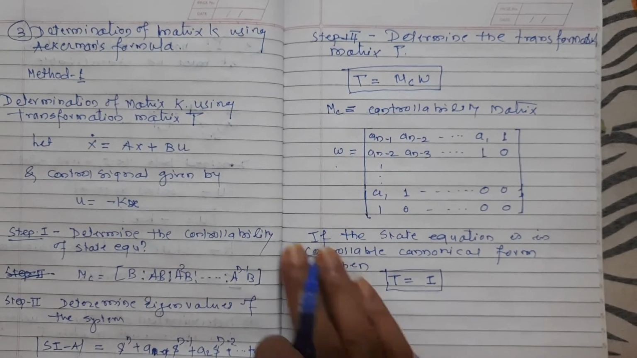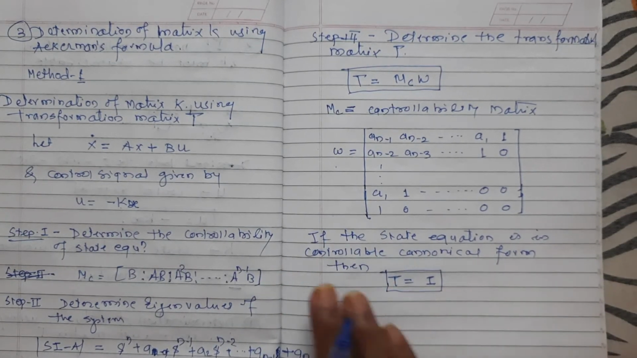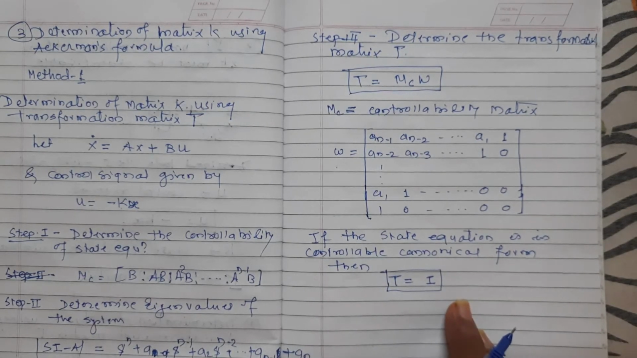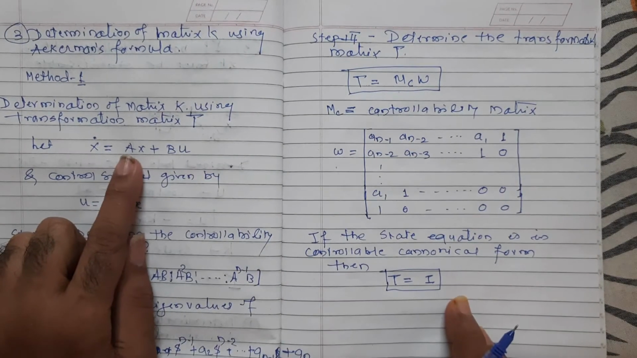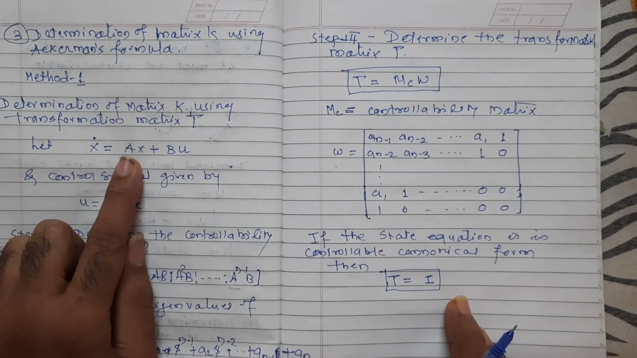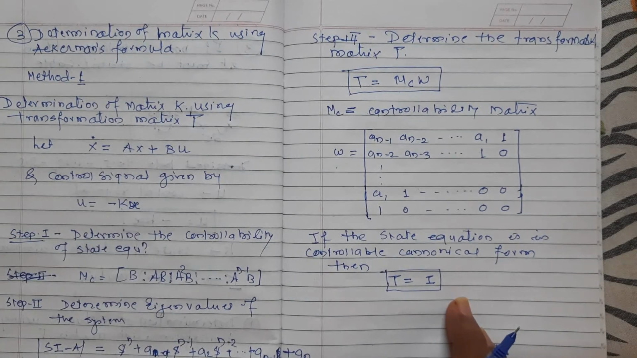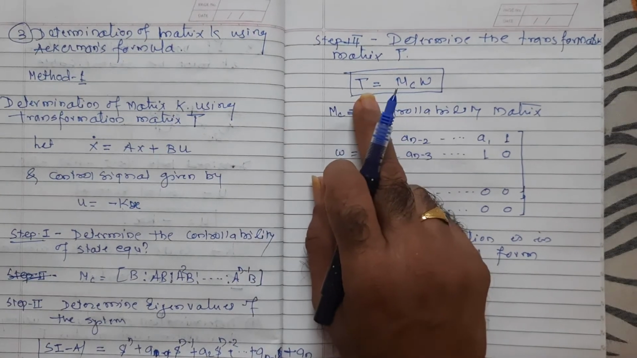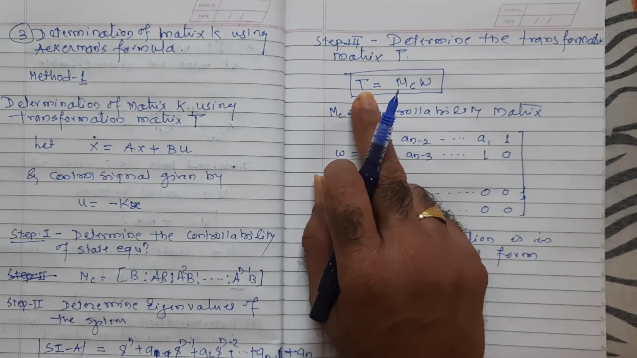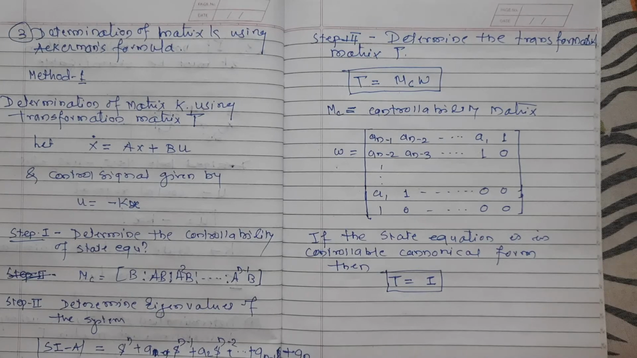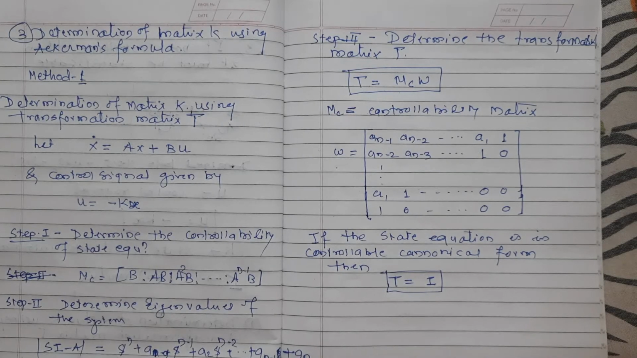If the state equation is in the controllable canonical form, then we can directly write T is equal to I. What are we doing here? If the state equation, that means my matrix A, is not in a controllable canonical form, then we are converting our system into controllable canonical form by using this T. So that's why we are transforming our system into the controllable canonical form.